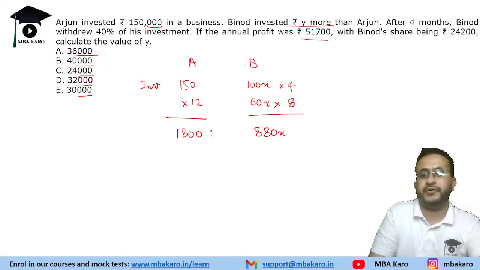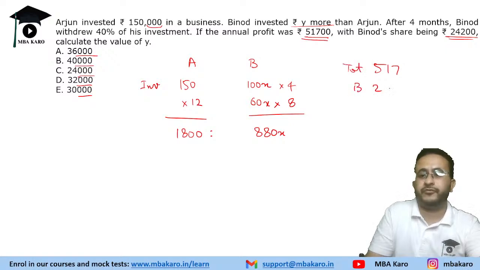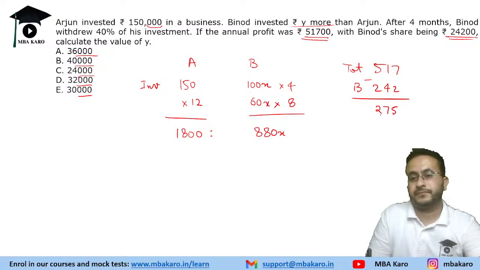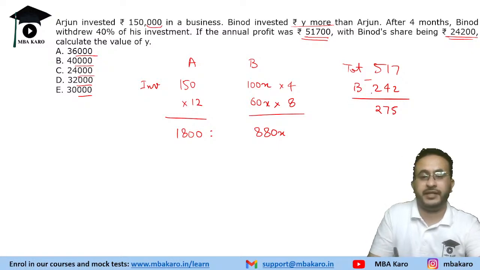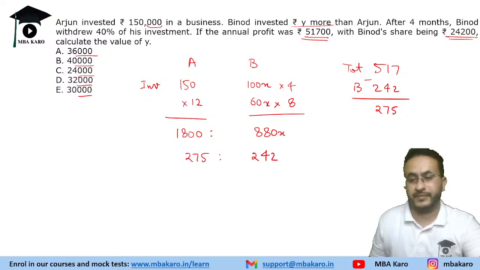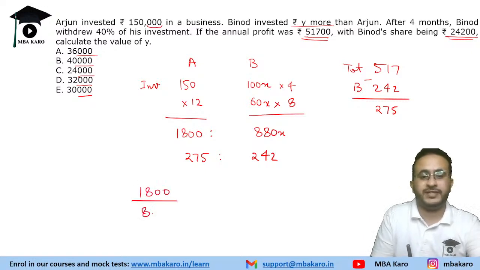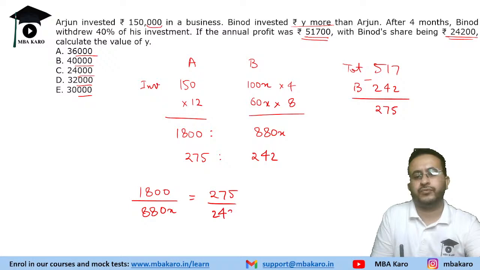Now what is the ratio of profit? This is 51,700, below this 24,200. So 517 is total, and B is getting a profit of 242. So when you subtract, you will get for A as 275. Okay, so 275 for A and 242 for B. Any common factor that you can get? थोड़ा सा इसमें कट पिट करेंगे. So that is equal to 275 by 242, right?